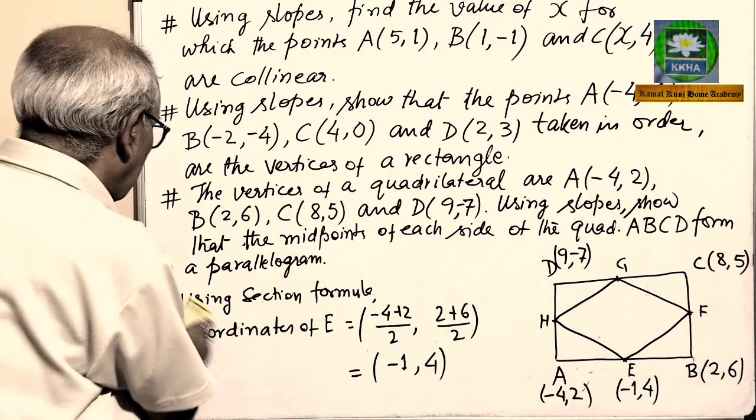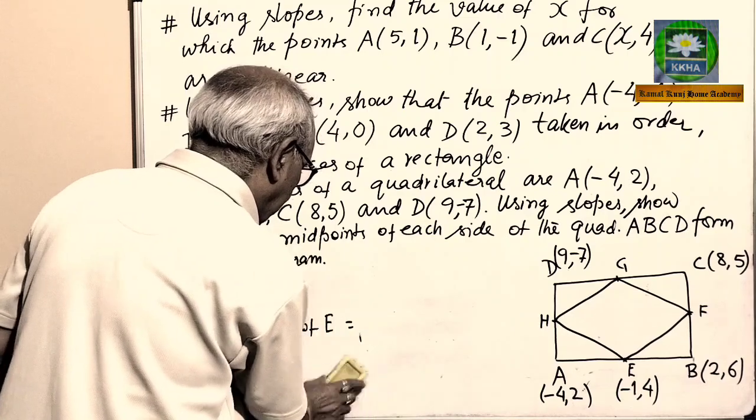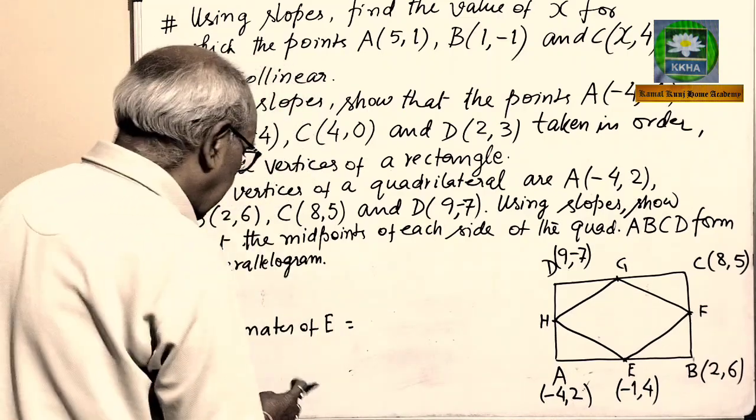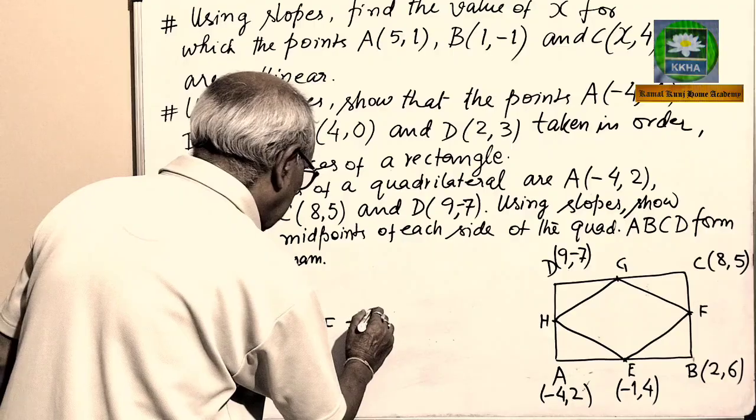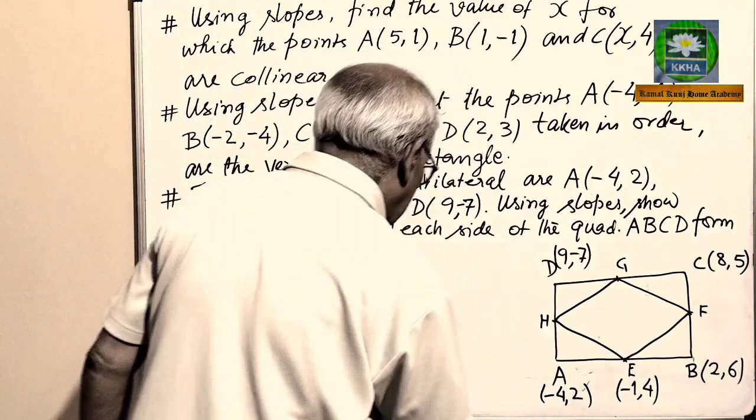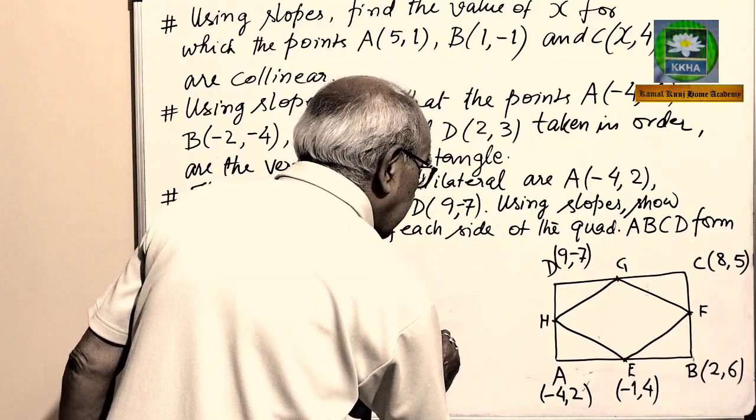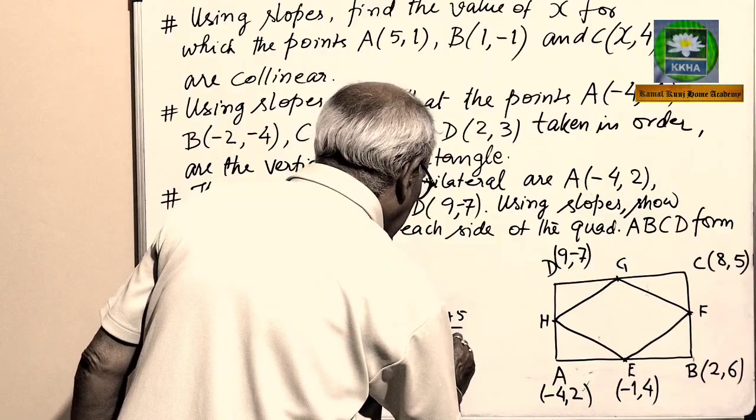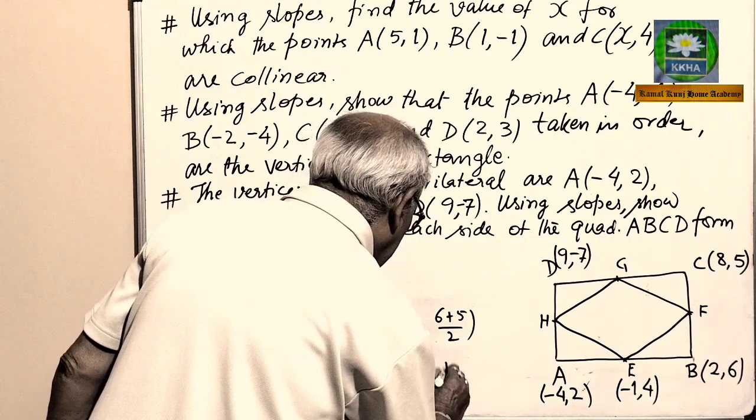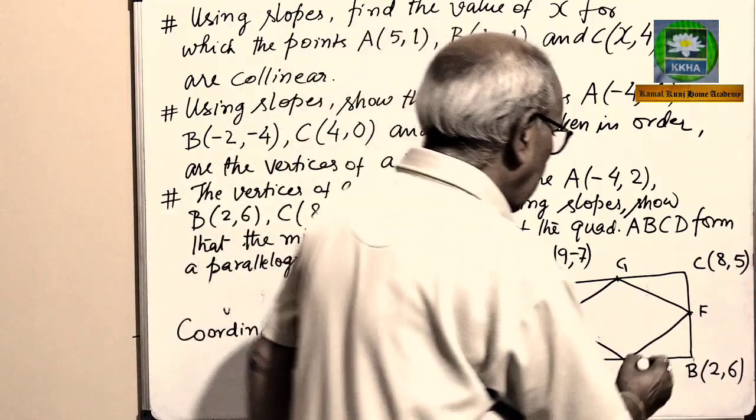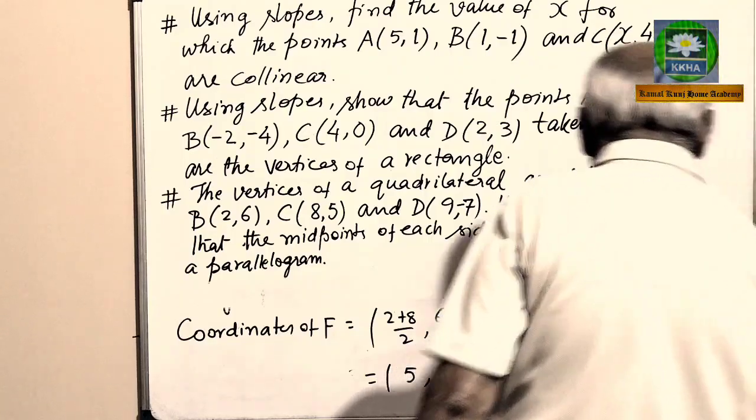And coordinates of F will be 2 plus 8 by 2 and 6 plus 5 by 2, which is equal to 5 and 11/2. So coordinates of F will be 5 and 11/2.